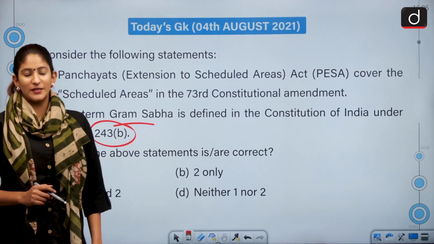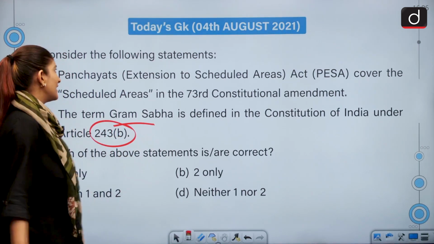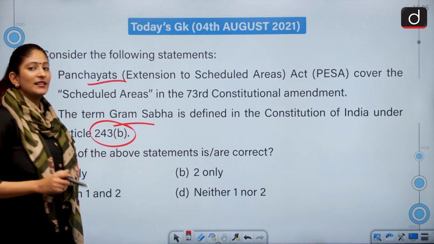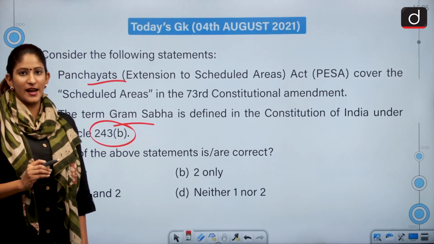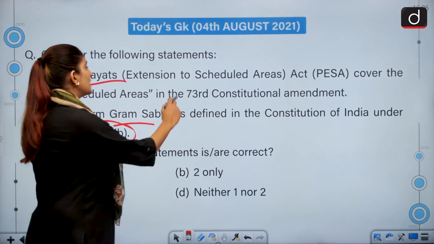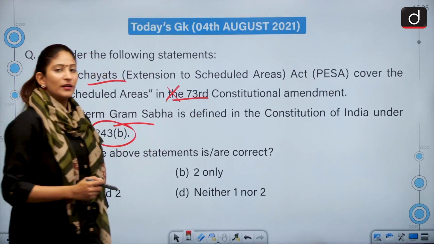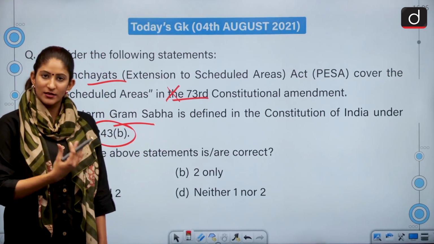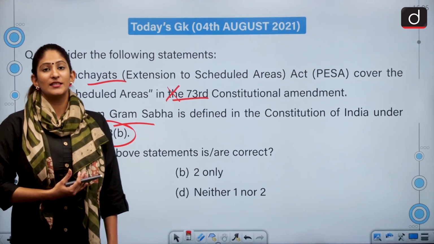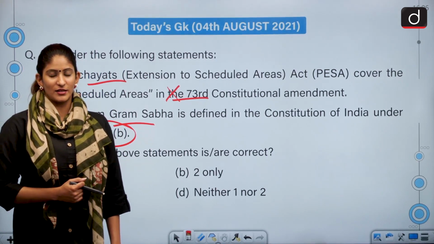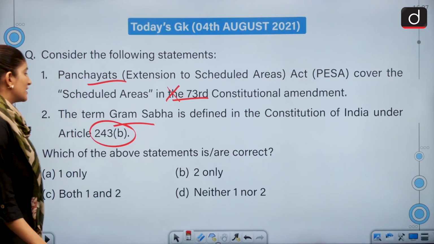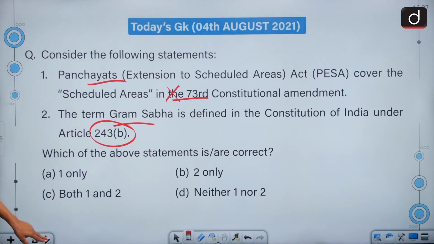But the first statement is incorrect on the grounds that PESA covers those scheduled areas which are not considered scheduled areas by the 73rd Constitutional Amendment Act. So, the first being incorrect, the second being correct. The correct answer would be option B, 2 only.